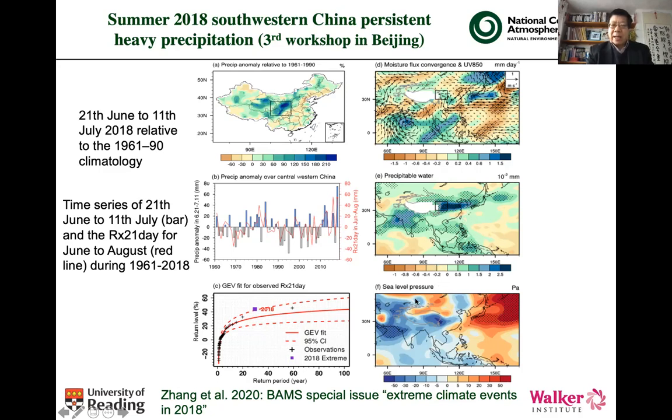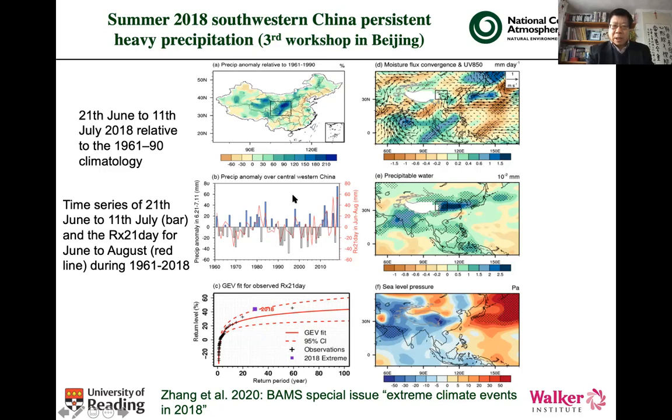And here is sea level pressure, and as you can see, in the region there is low sea level pressure. Lower sea level pressure is associated with cyclonic circulation in the lower troposphere, which transports moisture to the region and led to the heavy precipitation. And here is a time series, one series for a fixed period, fixed from 21st June to 11th July, showing the bar chart.